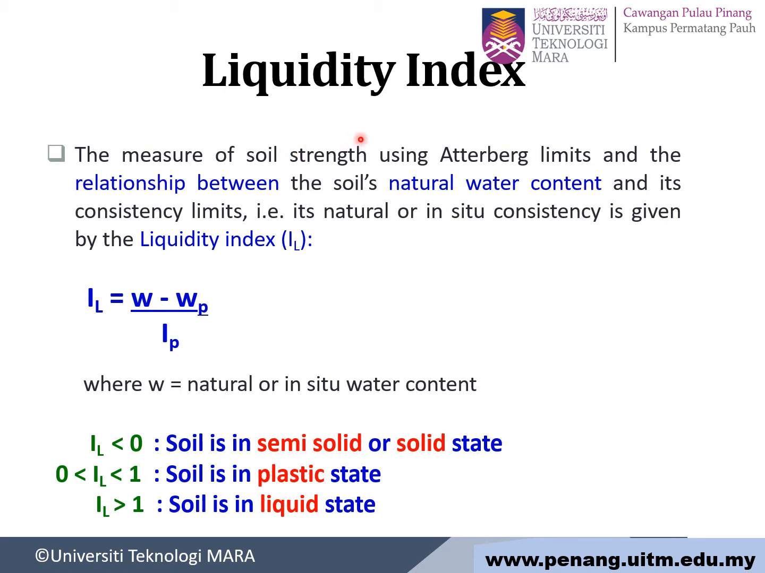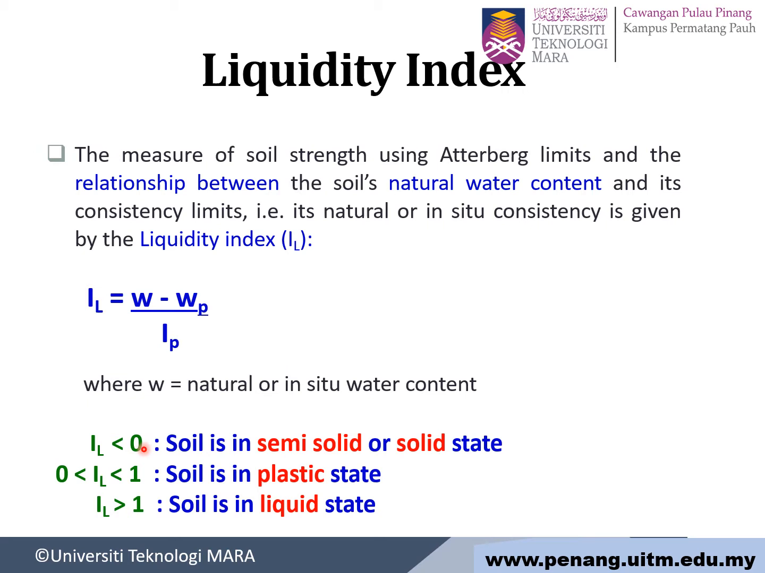Liquidity index is the measure of soil strength using Atterberg limits and the relationship between the soil natural water content and its consistency limit. For example, its natural or in situ consistency is given by the liquidity index. IL, I is for index, L is for liquidity, is equal to W minus WP over IP. W is the natural or in situ water content. WP is the water content for plastic limit. IP is the plasticity index. Remember, I is for index, W is for water content.